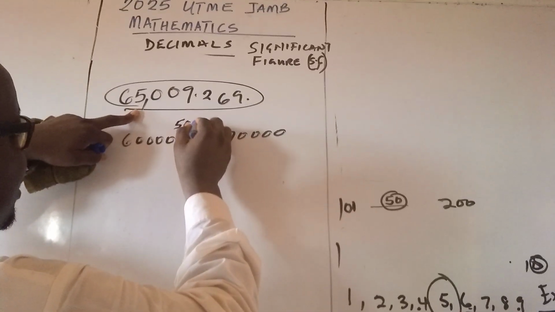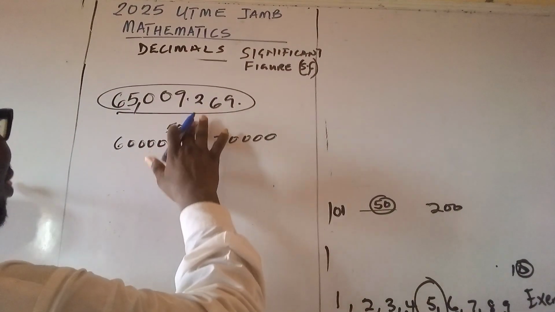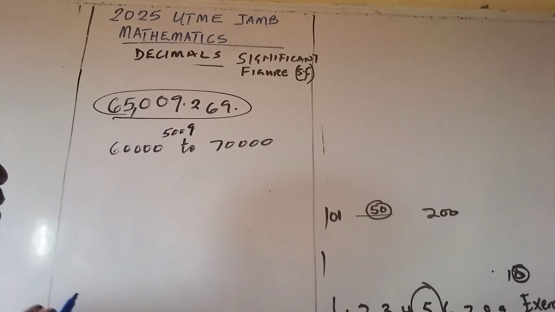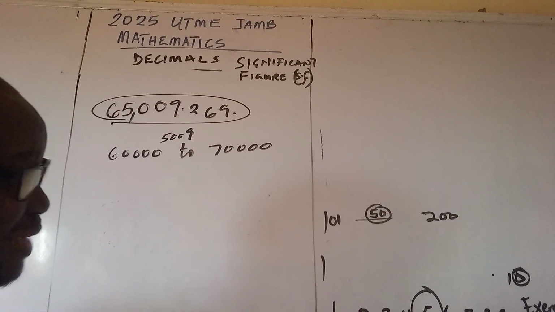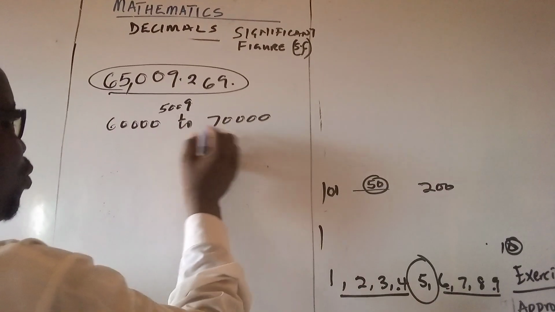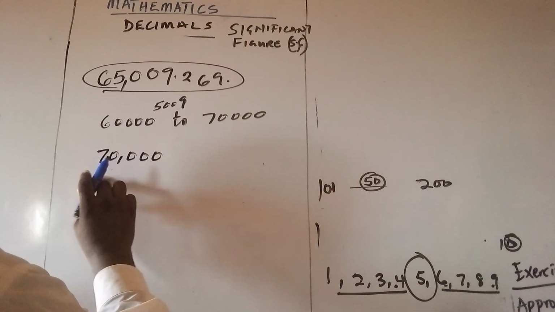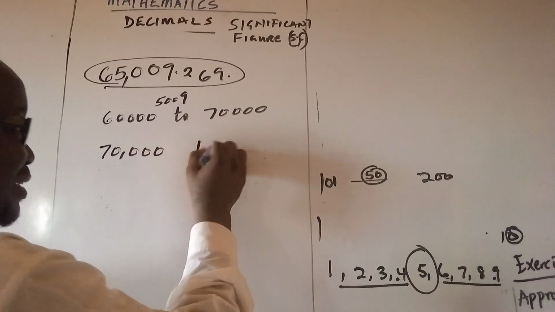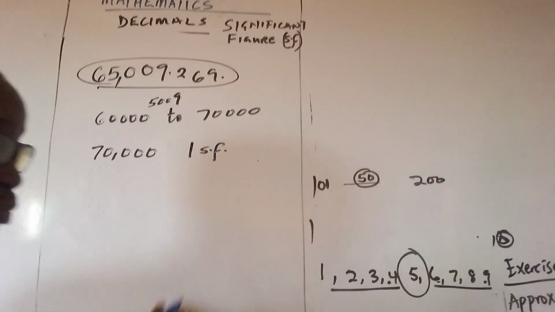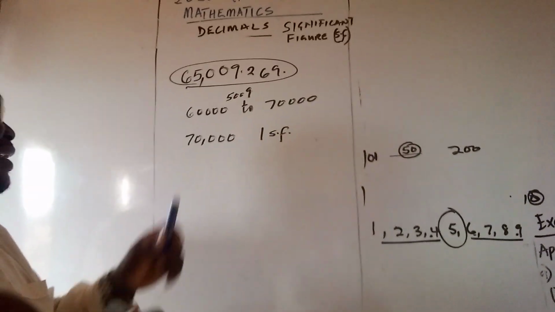Now the question is, if the value after it is not 5, because this is more than 5, this is about 5,000 added to this, and it's even more, not just 5,000, it's 5,009 that was added. So it's more than 5 as explained here. So the next value this will get to will be what? 70,000. As it is now, 70,000 is one significant figure, because the only significant figure there is 7.